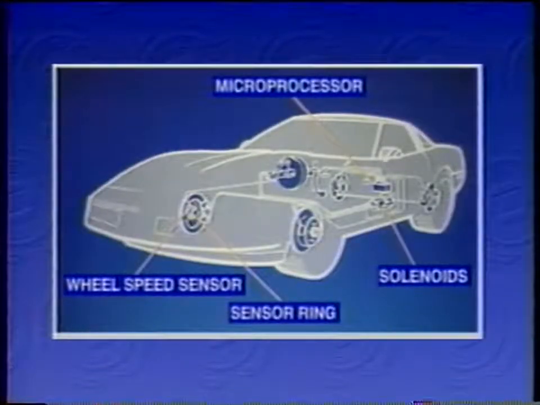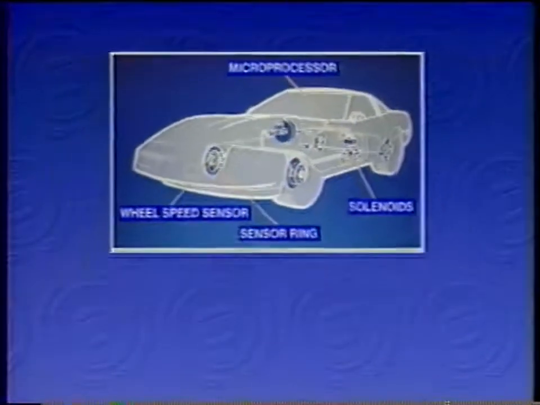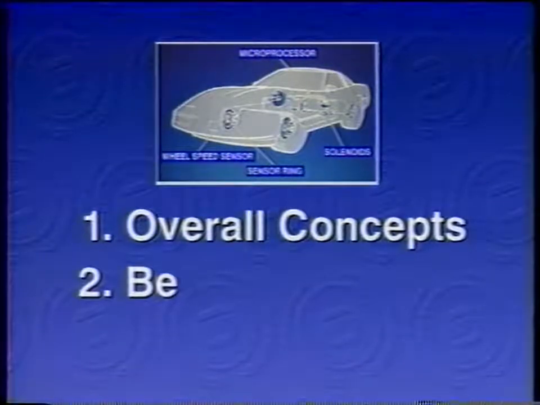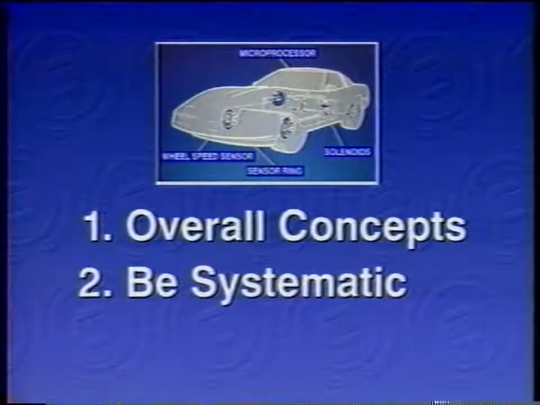Once you've decided that there is indeed a problem in the ABS part of the system, 3 ideas will help you quickly locate the root cause of the problem. Keep in mind the overall concepts of how an ABS system works and the interrelationship of its components. Be systematic. Anti-lock brake systems are too complex to play hunches and take shortcuts. Being systematic requires discipline, but it does save time and leads to better repairs.